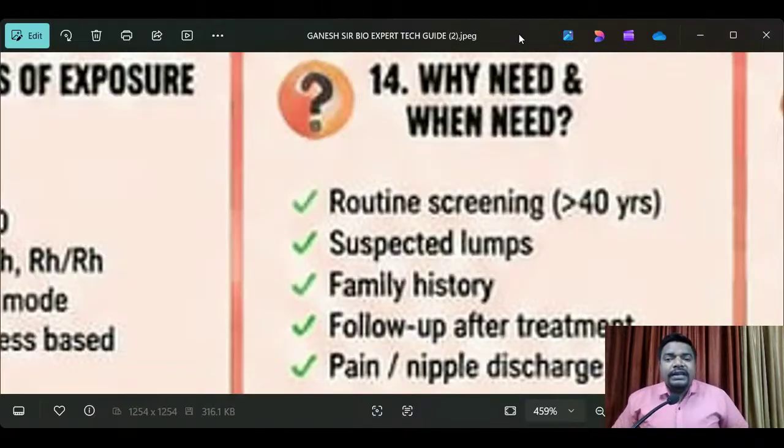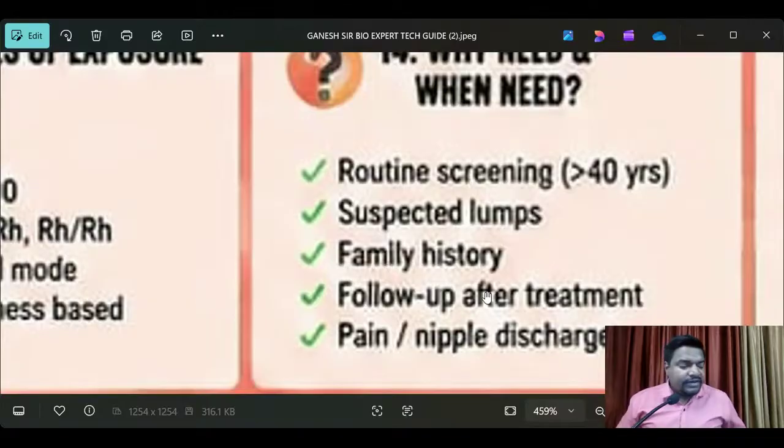Come on. Now, why needed and when needed, see here, this is the question for which I'm going to give the answer, and I'm going to show you the presentation here: why needed and when needed. This is very important. See here, routine screening greater than 40 years, suspected lumps, and family history. I hope you got it very clear right now. Is my voice clear? Right, come on. Now see here, family history, follow up after treatment, and pain or nipple discharge.